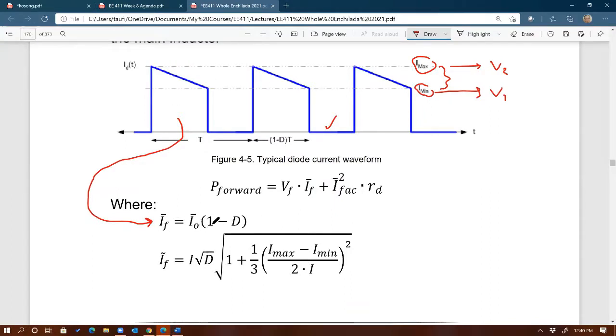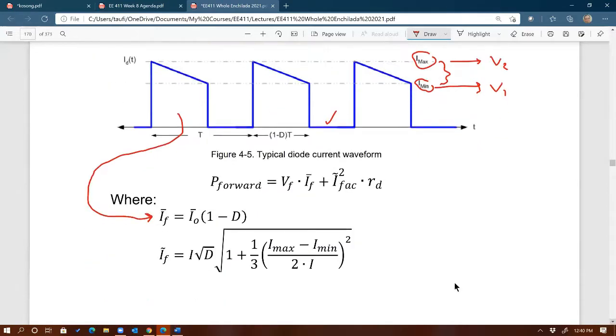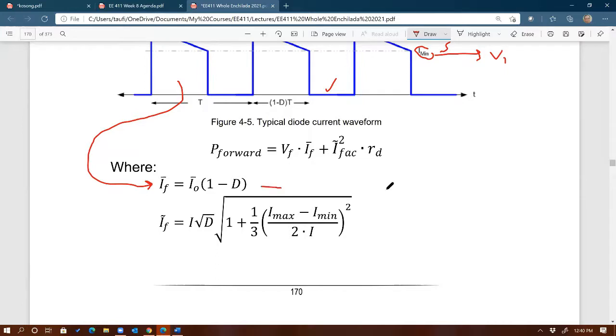For non-isolated converters, it is I_out average. This is for a buck. Okay, this is only for a buck converter. No, actually, this is true for buck-boost and boost too, it's the same equation. No, I take it back, I'm sorry. This is only true for a buck. You know why I know this is only for buck? Because I_O is the inductor current, exactly. Right there, that's our I_L average. Very good, you still remember. So this is only true for a buck converter.